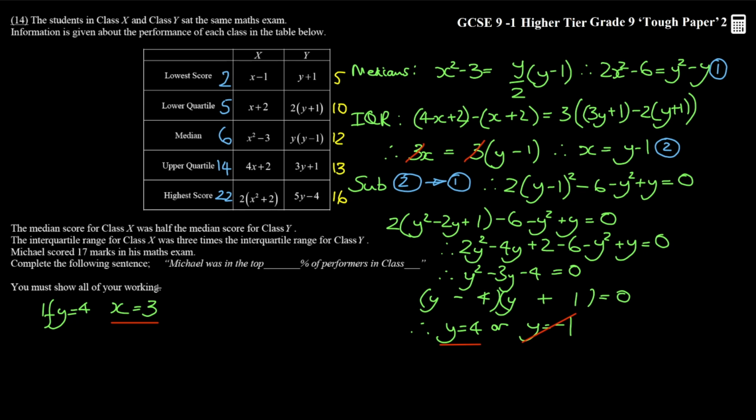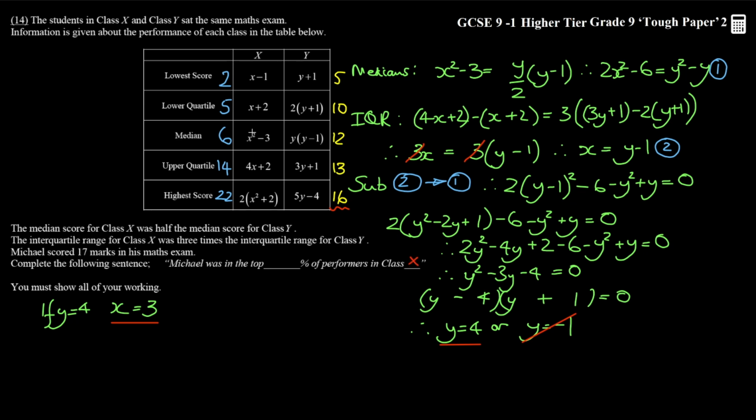So we've now got to answer this question. Michael scored 17 in the exam. Complete the sentence: Michael was top of his class. Which class? Well, if he scored 17, he can't be in class Y because the highest score was only 16. So he is in class X.